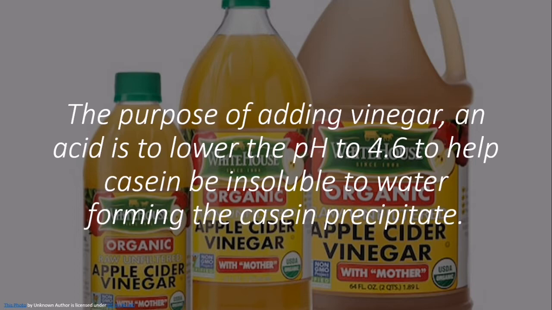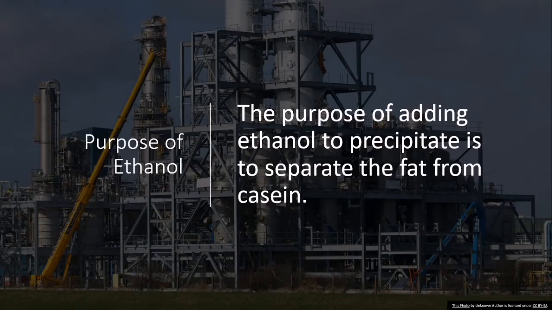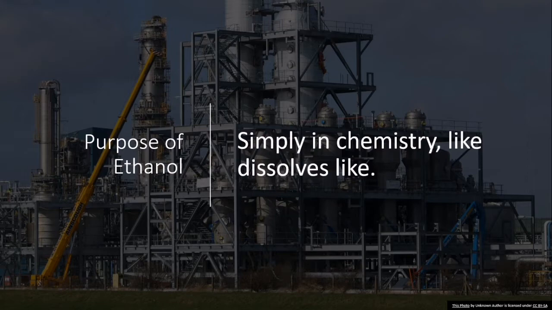Casein precipitate contains fats, forming a micelle, since we use whole milk that contains 3.5% fat. Adding ethanol separates the fat from casein. Fats are nonpolar. Ethanol, compared to water, is more nonpolar. Simply in chemistry, like dissolves like. So ethanol will dissolve fat.